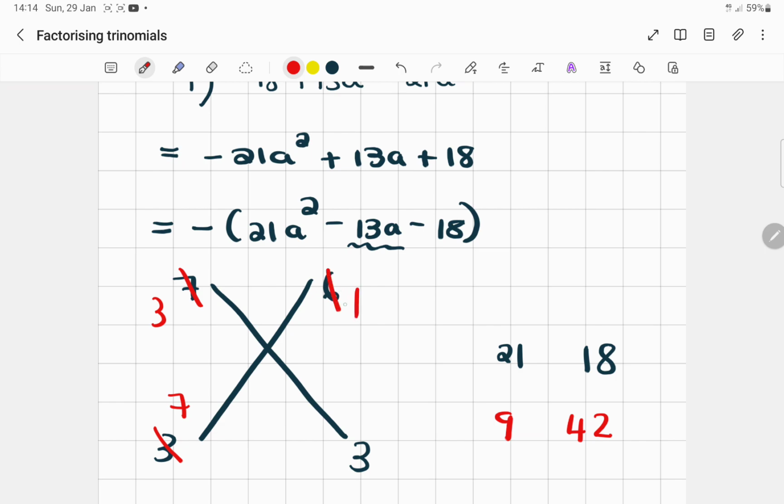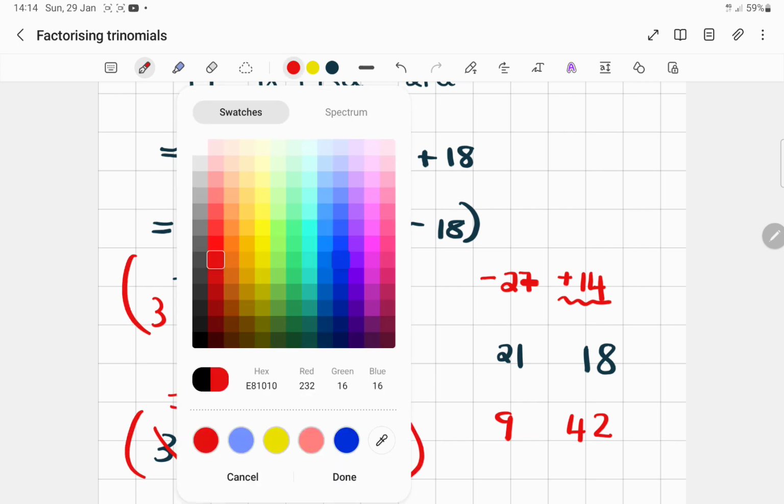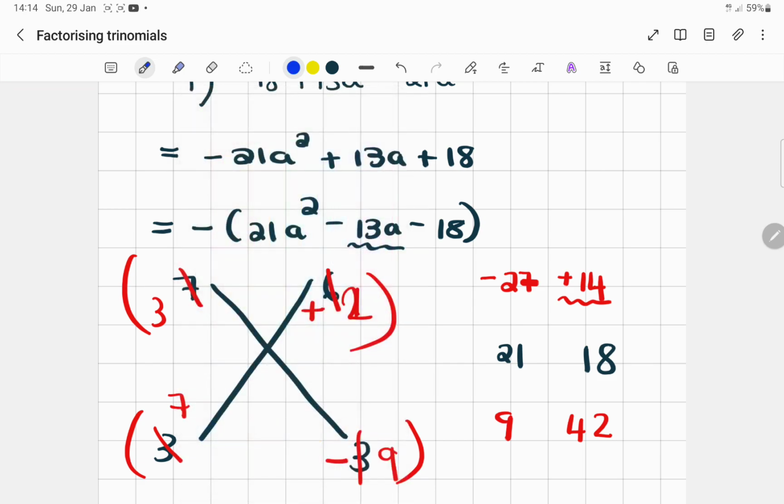It's a bit big. Let's do 1, 2, and 9. Because 2 times 9 can also give you 18. So 3 times 9 is 27. And 7 times 2 gives you 14. And if you subtract that, 27 and 14 gives you 13. Okay, so you have to have a negative 27 plus 14, or a positive 14 minus 27. Which one gave you the positive 14? 7 times 2, so the plus goes there. Which one gave you 27? The 3 and the 9, which means the minus goes over there. There's your brackets formed. Remember to add your x's.